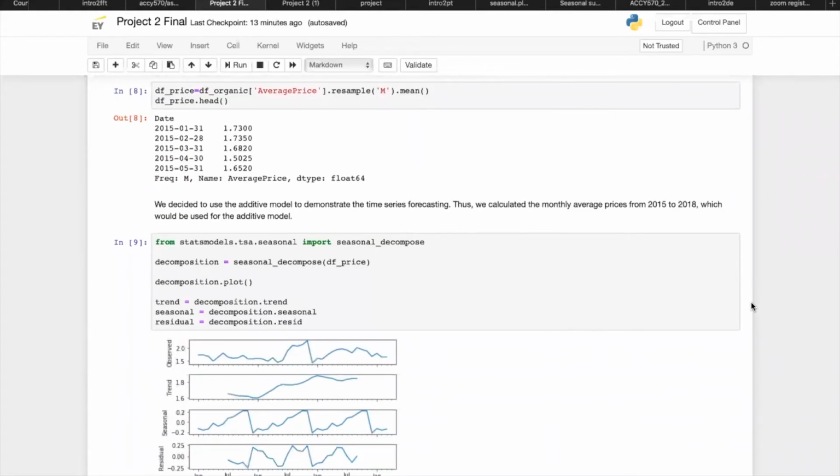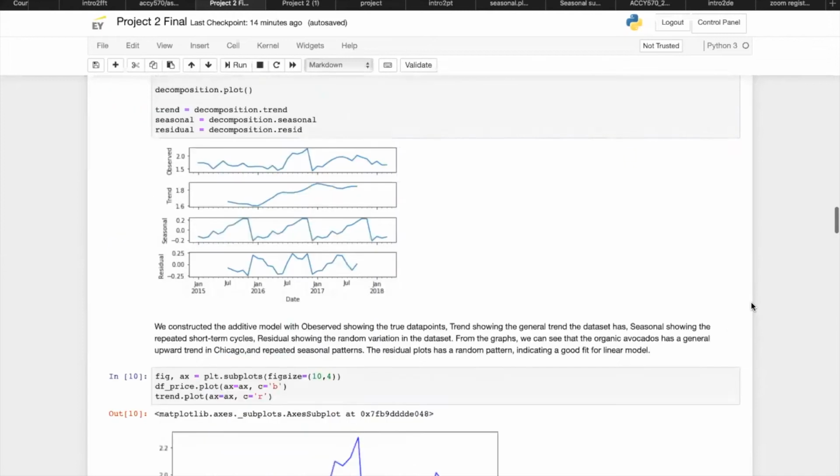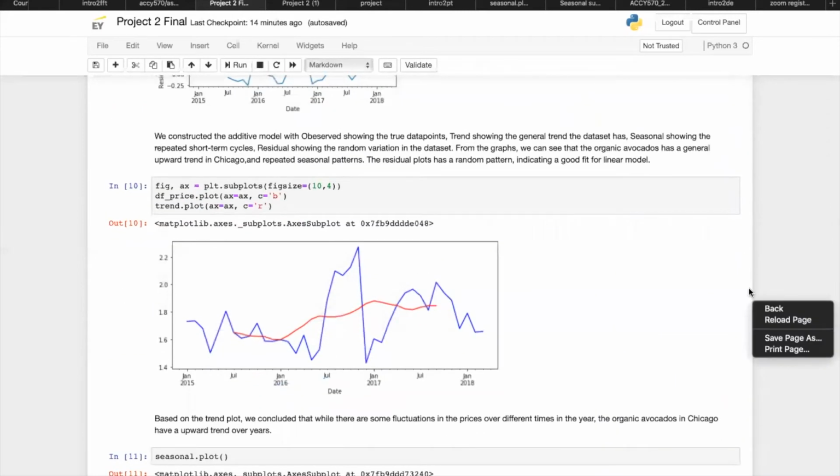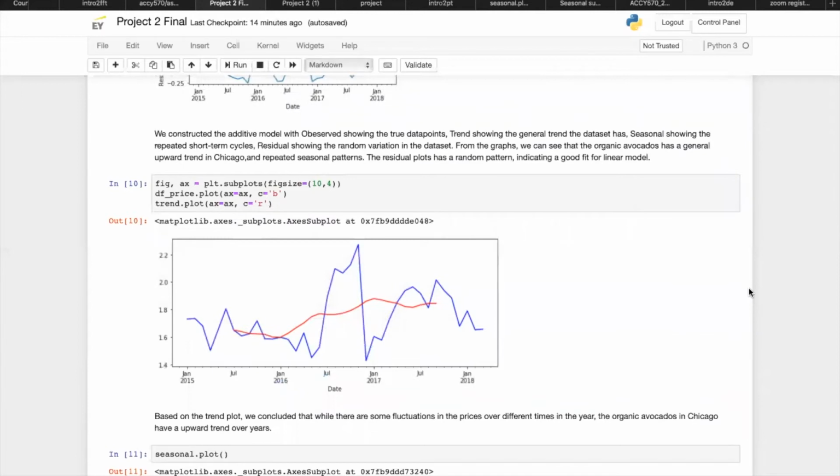Next, we decided to use the additive model to demonstrate the time series forecasting, and therefore we calculated the monthly average price from 2015 to 2018, which would be used for our additive model. We constructed the additive model with the observed graph showing the true data points. The trend graph shows the general trend of the dataset, the seasonal graph shows the repeated short-term cycles, and the residual one shows the random variation in the dataset.